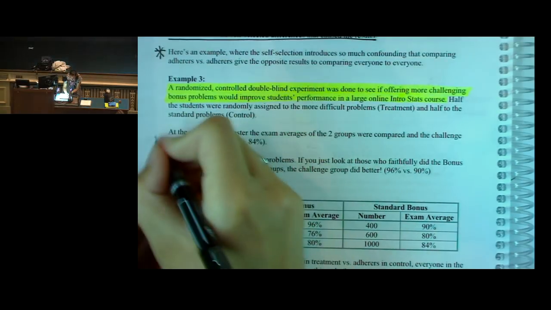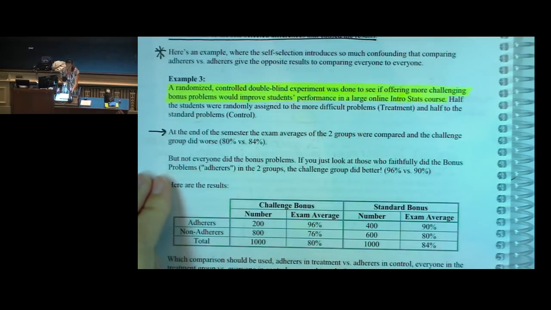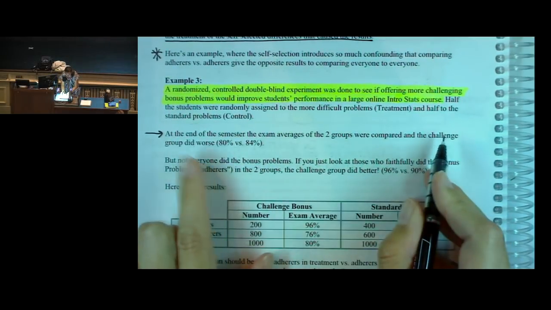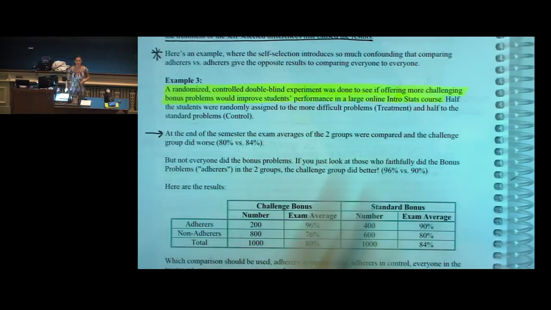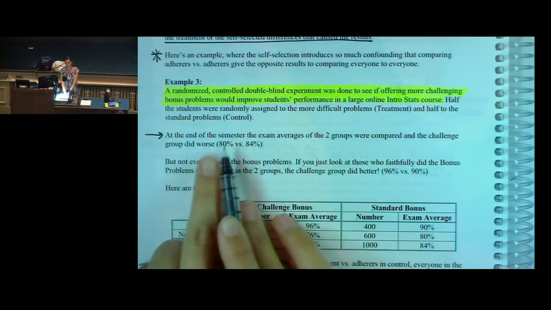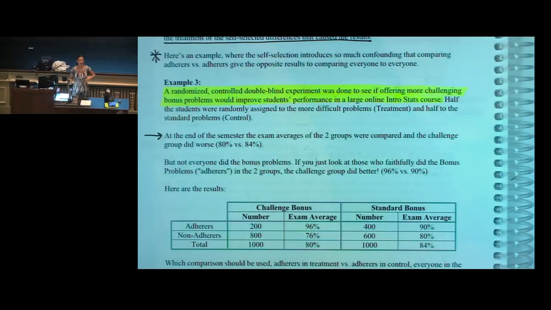And it says at the end, here are the results. At the end of the semester, the averages, this is what happened. The challenge group did worse. So hence, we got rid of the challenge bonus and just left the original bonus. 80 versus 84%. So the people that had the harder bonus actually did worse. So we determined it wasn't any good. We should just stick with what we have.